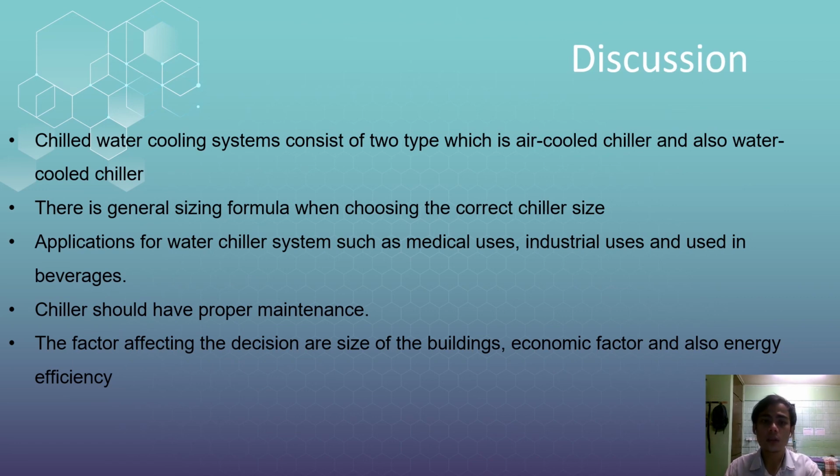Next, I will proceed with our discussion. Chilled water cooling systems consist of two types, which are air cooled chiller and also water cooled chiller. For our project, we are focusing more on water cooled chiller. Both of these chiller systems have their own pros and cons. Air cooled chiller rejects heat from the condenser coil, while water cooled chiller removes heat from chilled water by exhausting the heat to a second isolated water line called the condenser water line.